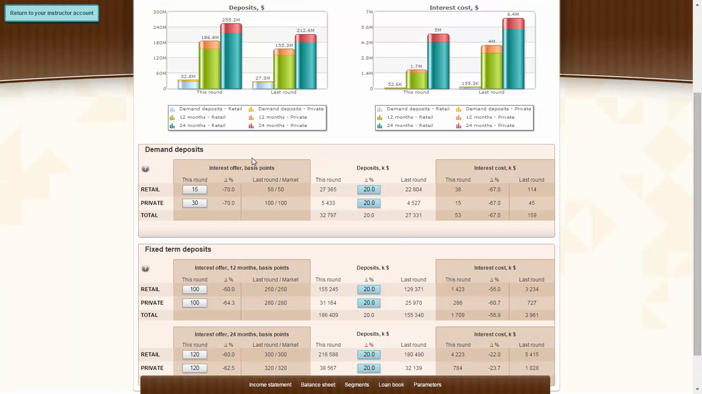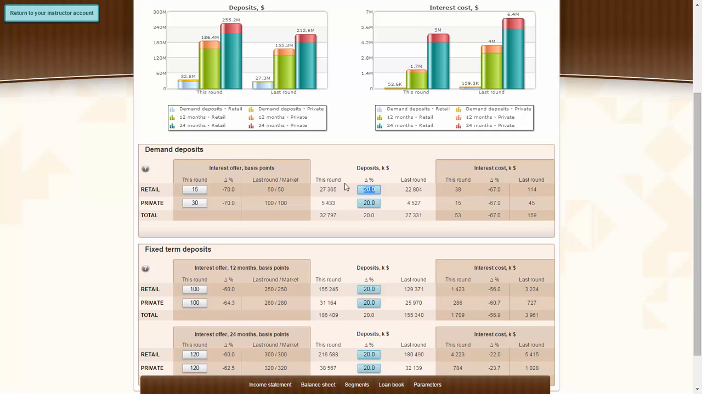And on the deposit side, we offer to our customers demand deposits. And here the idea is that these gray cells are decisions and blue cells are estimations, and the same logic applies throughout the whole simulation. So for example here we are now offering 15 basis points interest for the demand deposits for the retail customers and 30 basis points for the private customers, and then our estimation is that our balance will grow by 20% from previous round to this round.